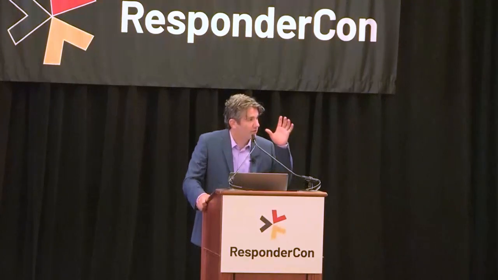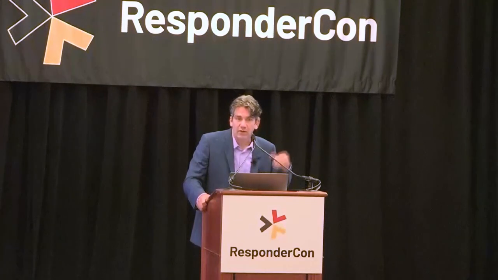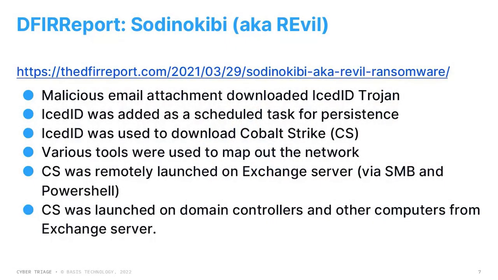So at this point, they've gotten someone's laptop or desktop or whatever from the email. IcedID was downloaded, then Cobalt Strike was downloaded on there. They used a bunch of tools to map out and look at the internal environment to figure out what was in there. They used Cobalt Strike to get on an Exchange server.